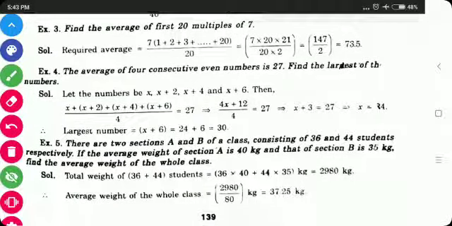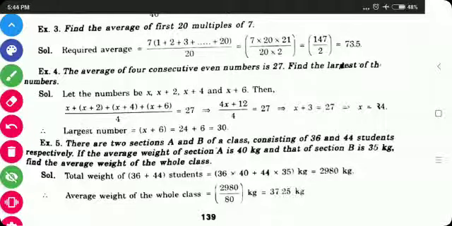Third problem, find the average of the first 20 multiples of 7. As we know, the sum of n natural numbers is n into n plus 1 divided by 2. Here n is 20, n plus 1 is 21, and this is divided by 2. As we are finding the average of multiples of 7, multiply this by 7, and the number of observations is 20, so this is divided by 20. So it is 147 by 2, it is 73.5.